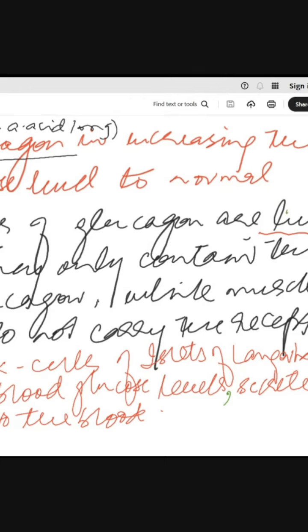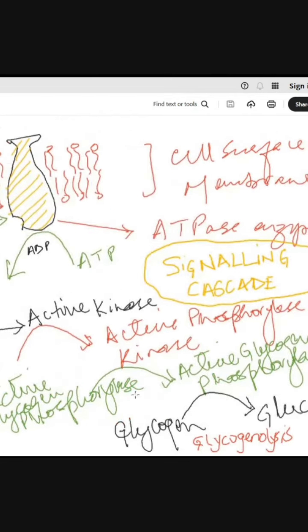So over here we are going to only talk about the role of glucagon. Right? Now on this board, as you can see, the new board, you will see when glucagon binds to receptor proteins only located on liver cells.